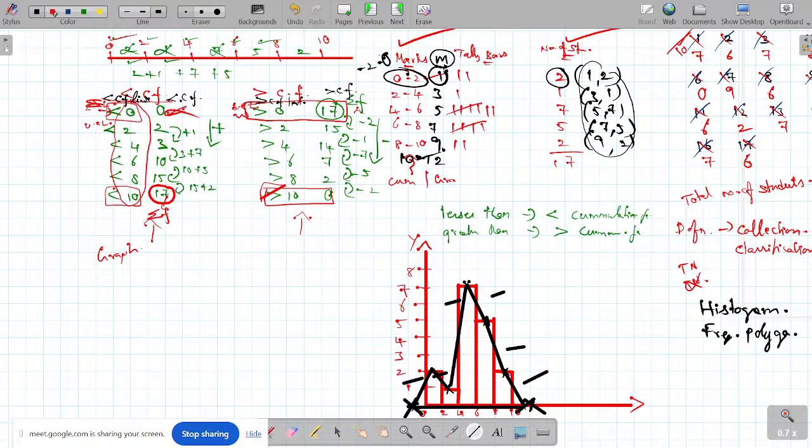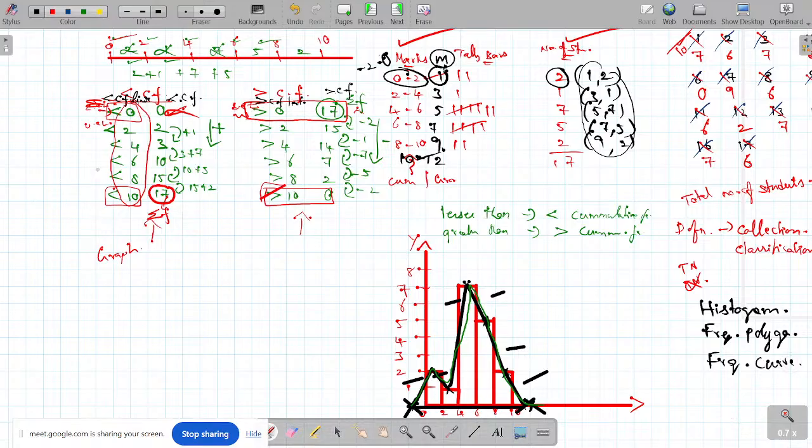Instead of doing it this way, if I join by freehand curve, which means I just roughly draw a figure, I just sketch it. You call this as frequency curve. Hope it is okay. Done.